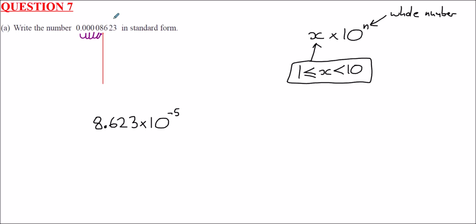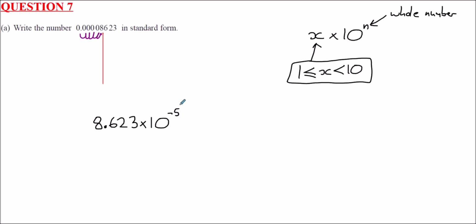Another way we can see this is if it's a small number which we need to write in standard form, we simply count how many zeros in total, including this 0, are before the first non-zero number. Here we can see there's 1, 2, 3, 4, 5 zeros. Hence, we write 8.623, and because of these 5 zeros, we put minus 5.